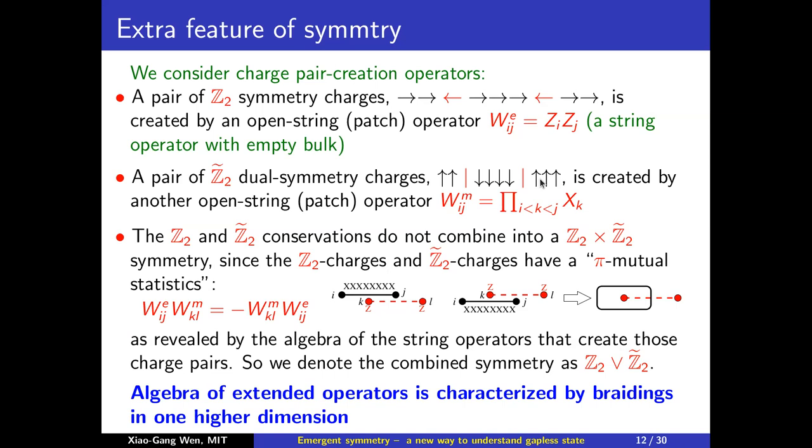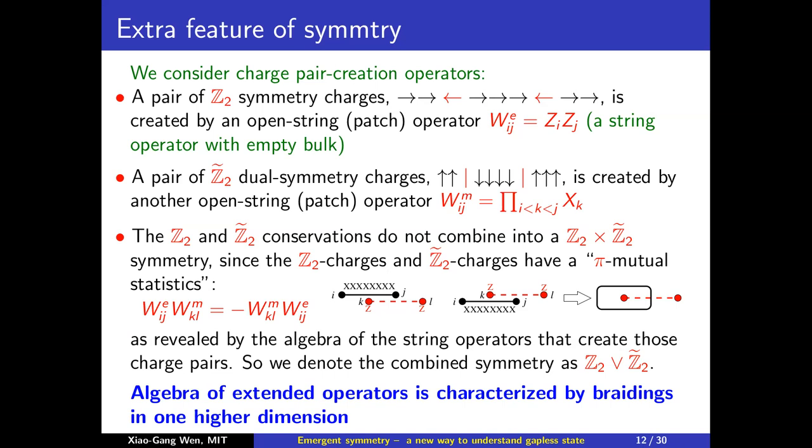They are created by two open string operators. And these two open string operators do not always commute. That means that these two symmetries are somehow entangled. If two symmetries are really independent, they should commute in any configuration. But here they don't commute in this configuration.